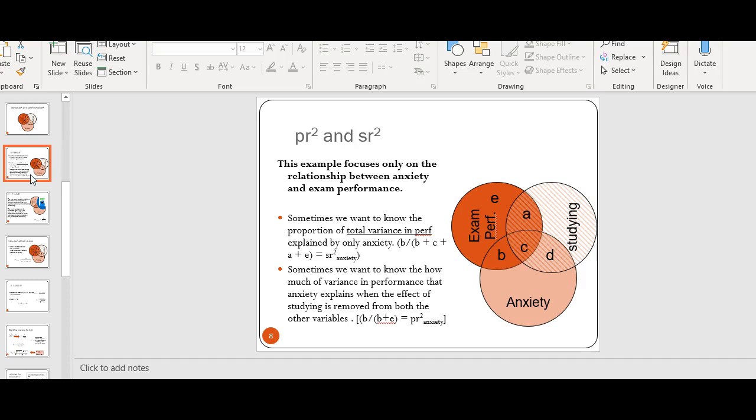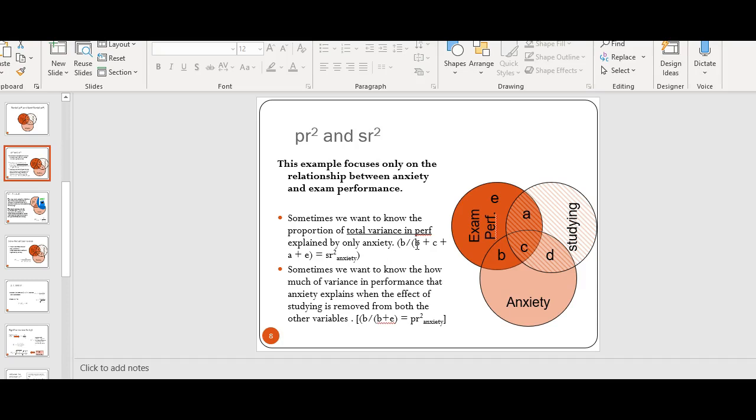And the proportion is this B space in the numerator, and the denominator is the E plus A plus C plus B. So it's the whole entire circle of variability in exam performance. So it's this B space again over the entire thing. That is the semi-partial squared. And so I want you to know the conceptual definition of the SR squared and then be able to draw this diagram and know what proportion it represents.